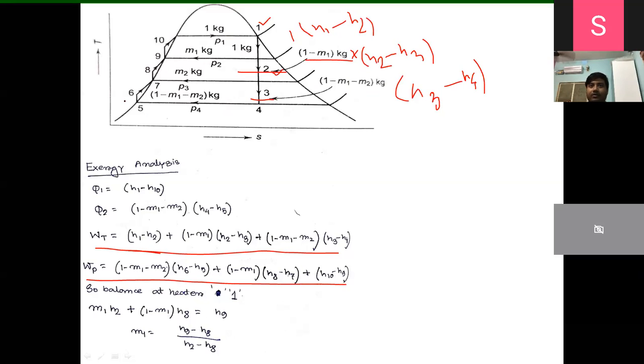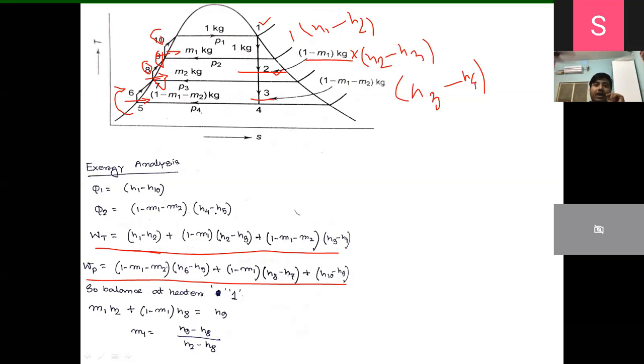How? So first one is this one, WP1, WP2, WP3. Here how much water is there? It is 1 minus m1 minus m2. So the work done by the pump will be 1 minus m1 minus m2 multiplied by H6 minus H5. Then for the next case it will be 1 minus m1 into H8 minus H7. Then for the last case it will be H10 minus H9 multiplied by 1, because the final pump is using 1 kg of steam. Okay, so this is the 3 pump work and we have added these 3.